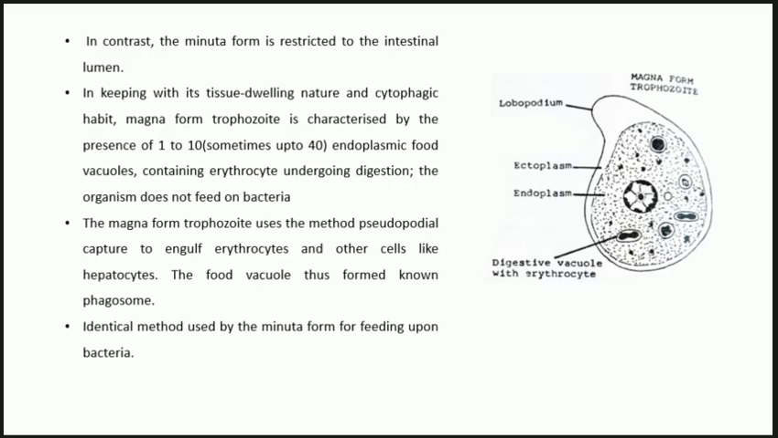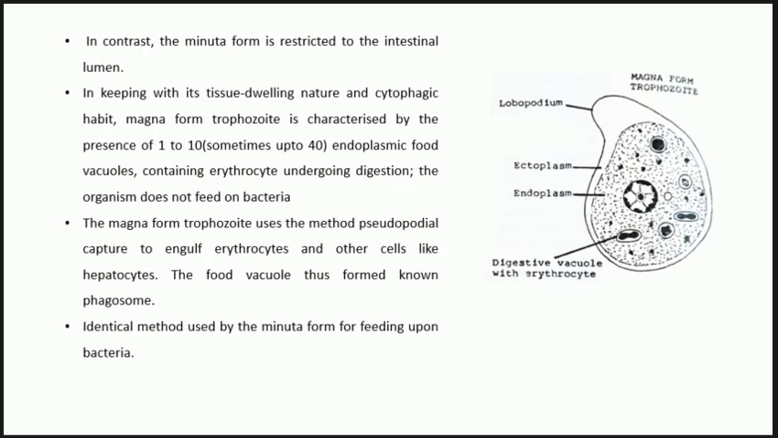Whereas in the magna form, you sometimes see up to 40 food vacuoles, which may contain erythrocytes undergoing digestion. So the organism does not feed on bacteria, remember. Also, the magna form trophozoite uses the method of pseudopodial capture to engulf erythrocytes and other cells like hepatocytes. The food vacuoles thus formed are known as phagosomes. Okay, so this is about the magna.